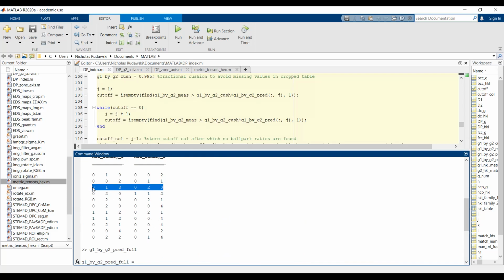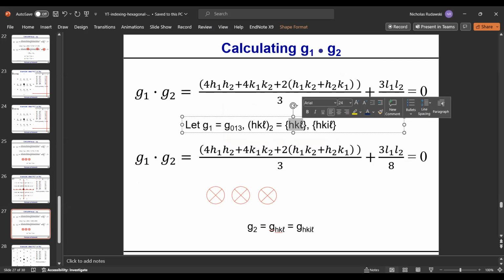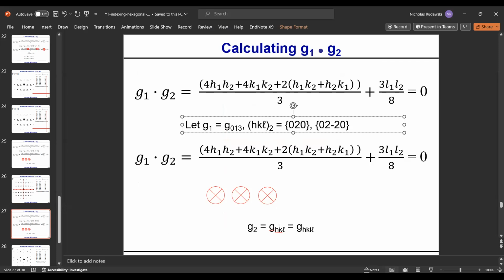Okay, so let me come back here. We'll let G1 be 0, 1, 3. And we know that the second has to be 0, 2, 0. That has to be of the family 0, 2, 2 bar, 0. So we have to have a 0 index here. So this guy again, bye-bye. Every place I see an H1, that's going to be 0 as well. So that term's going to be 0, and that term's going to be 0.